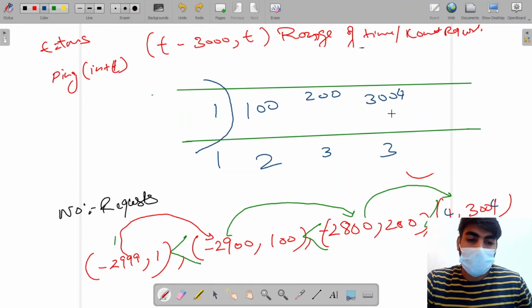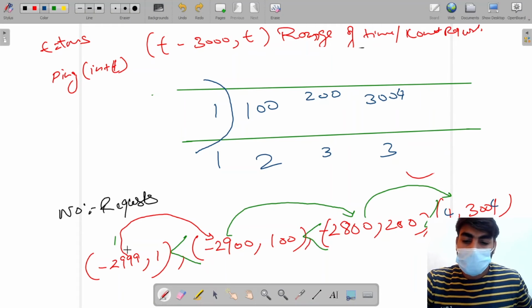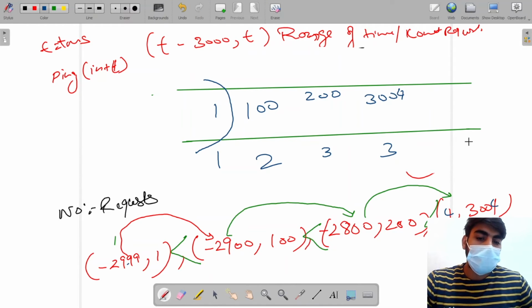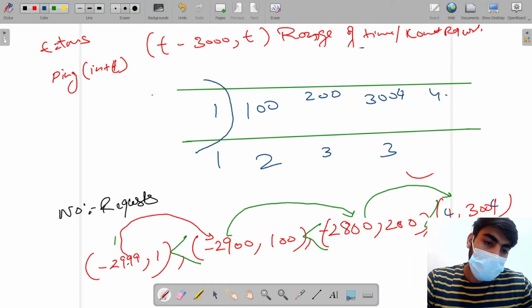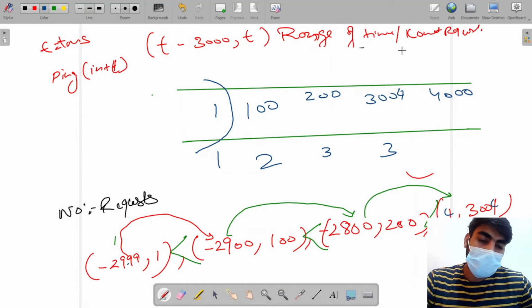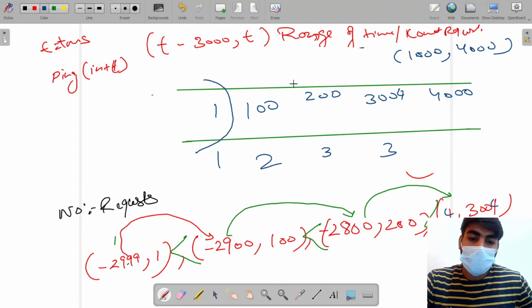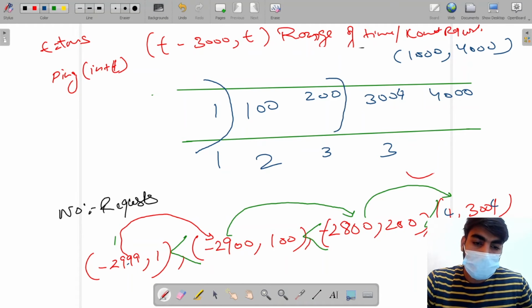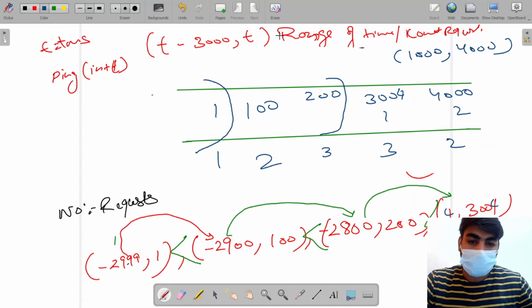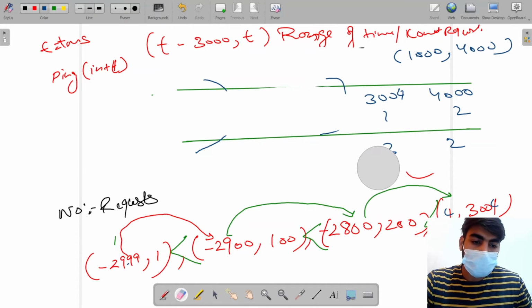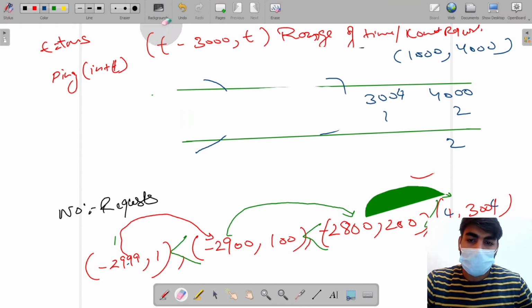Now we understand that our time is in increasing order. Let's suppose I take a bigger one here. I take 4000. For that one, the range becomes 1000 to 4000. For that, we have to remove these two also, because these didn't come in the range from 1000 to 4000. So how many steps do we have? 1 and 2. So how many requests do we have? 2. So I am removing these from our stack, also these from our list. So we have only 2 requests.